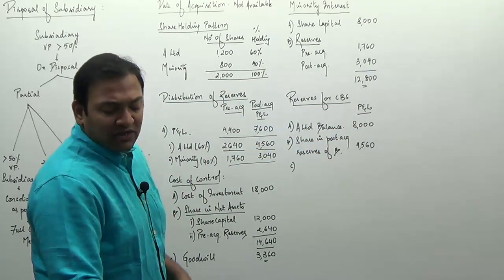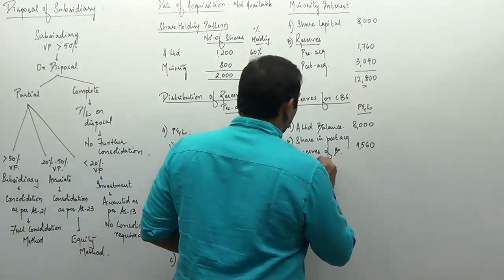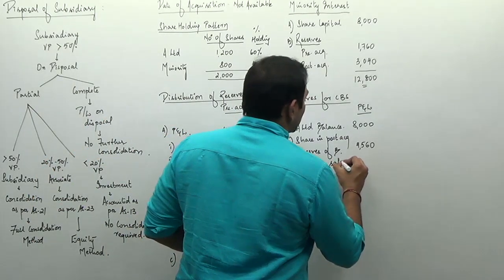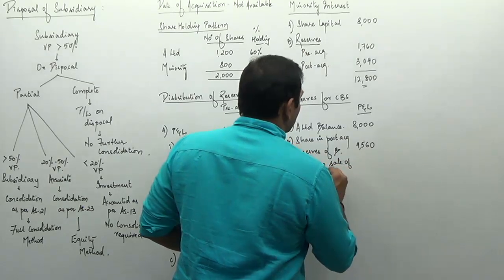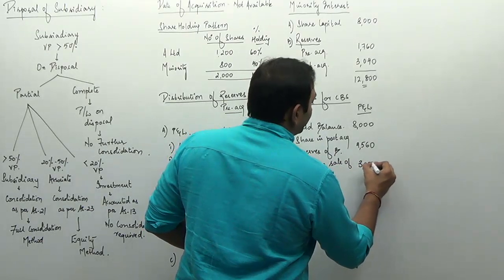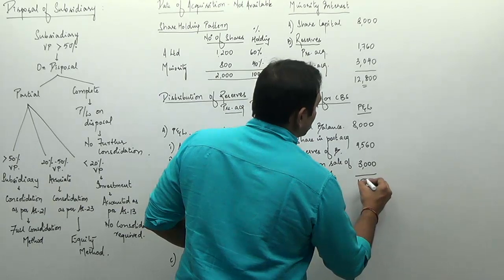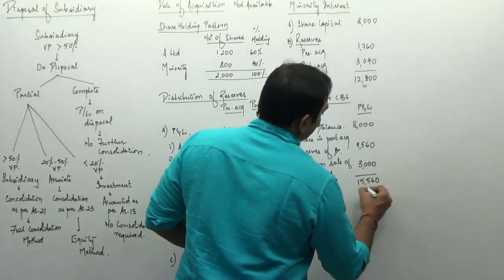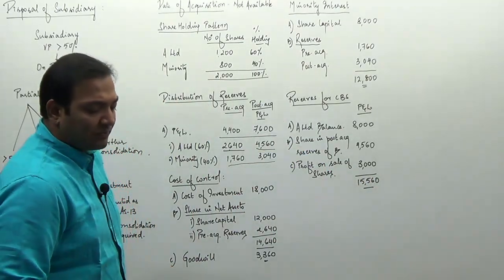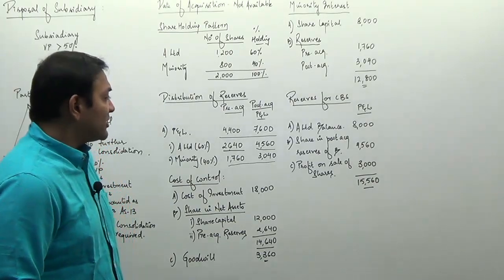There's a profit on sale of shares which is shown separately. You can add it to the P&L. It's a partial disposal. 15,560 is your reserves for CBS. No dividend declared, nothing given. Straightforward problem. After that, you can go for the balance sheet.